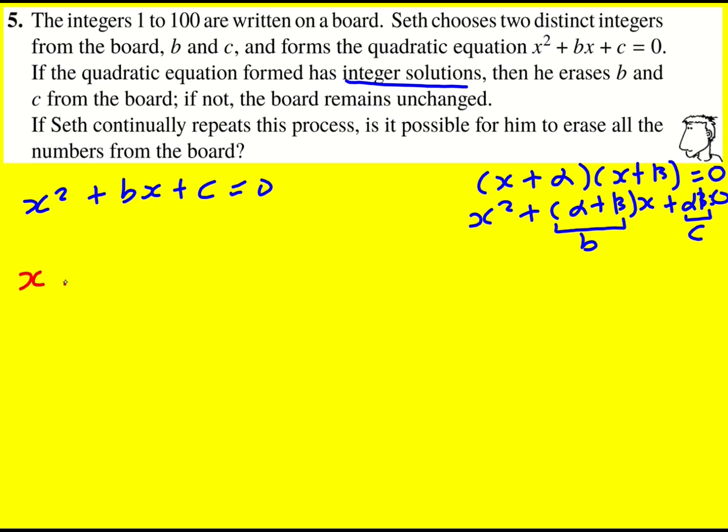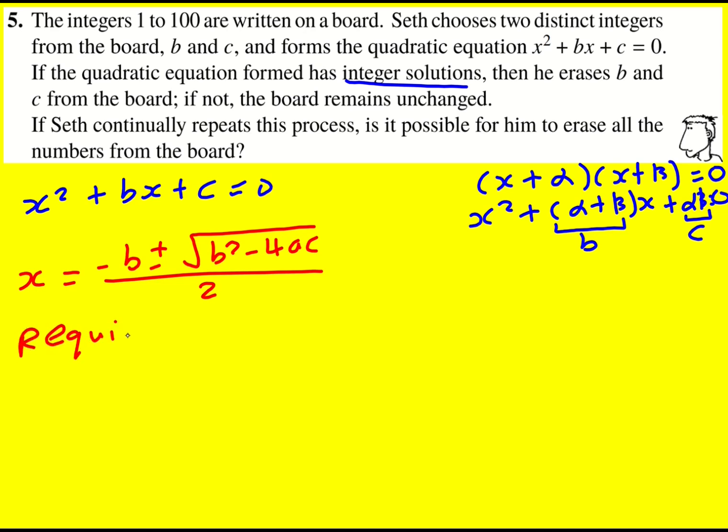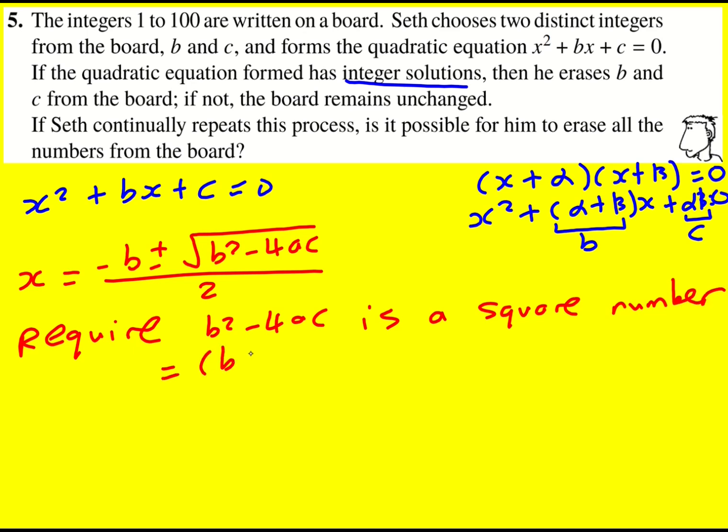I then went into using the quadratic formula, which you may or may not have covered. So for us to get integer solutions, it is necessary that b squared minus 4ac is a square number. I then factorized that because I can treat it as a difference of two squares and write b plus 2 root c and b minus 2 root c.